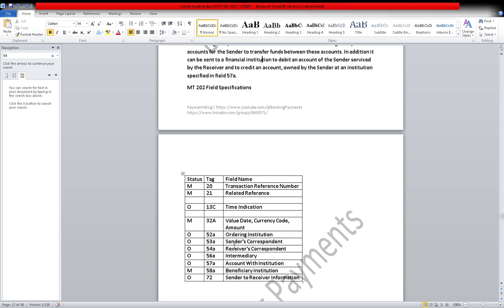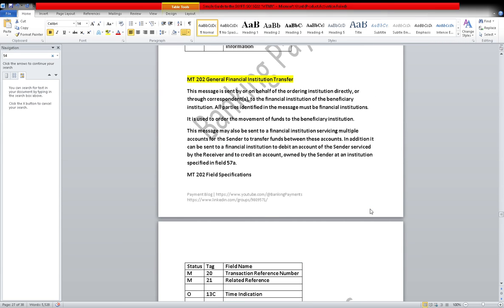That's why this correspondence concept, which is highlighted here, comes into the picture. So what is the meaning of this? The message is sent by the ordering institution directly, or through a correspondent, to the financial institution of the beneficiary. So your message is sent directly or indirectly through a correspondent. And we use a correspondent when we don't have a relationship with the bank in the other country. This is a simple example of this.